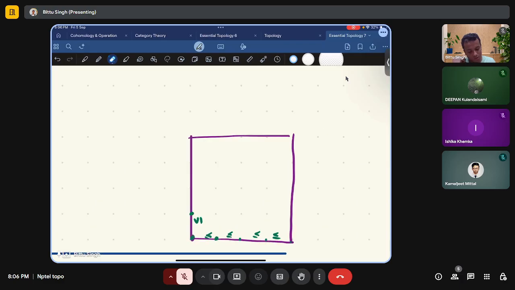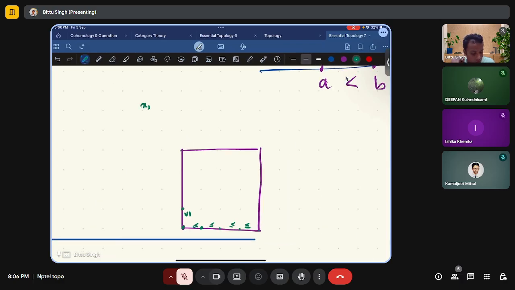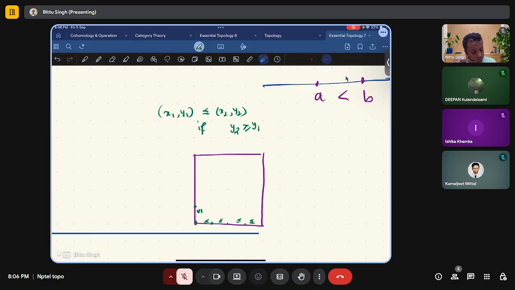So to compare those two points, (x1, y1) and (x2, y2), I will define (x1, y1) is less than or equal to (x2, y2) if y2 is greater than or equal to y1. Then we always assume that if y2 is greater than or equal to y1, then that will be bigger than (x1, y1).